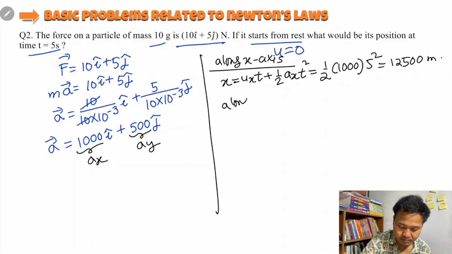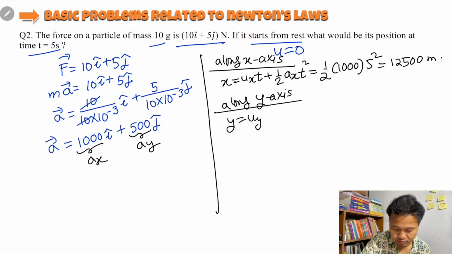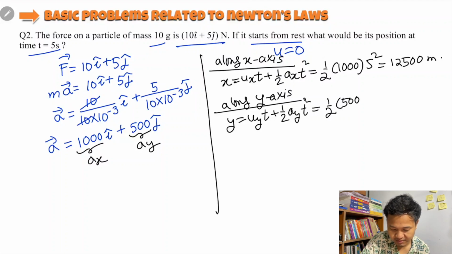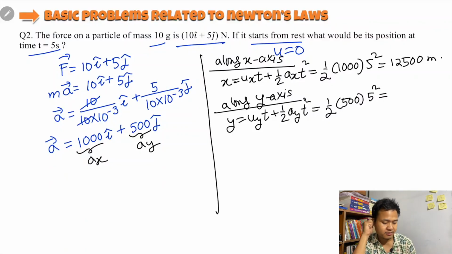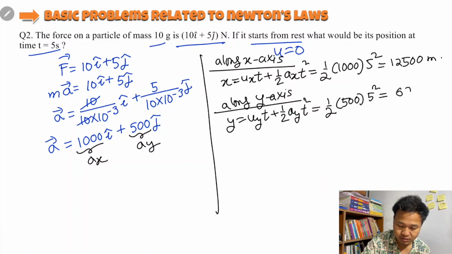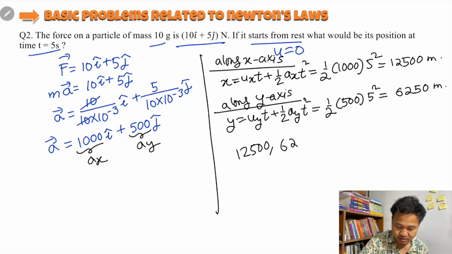Along the y axis also, 5 seconds. y equals uy into t plus half ay into t square. Uy is 0, half into 500 into 5 square. 5 times 25 is 125, 12500, divided by 2 gives 6250 meter. So the final position is 12500, 6250.